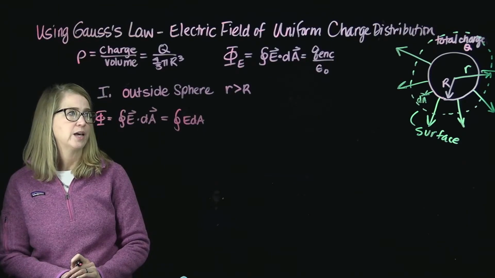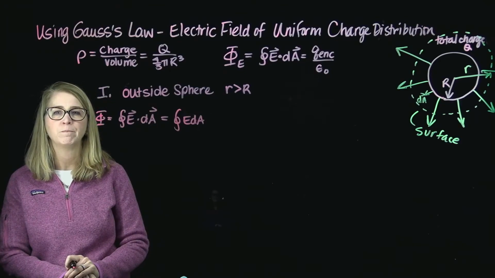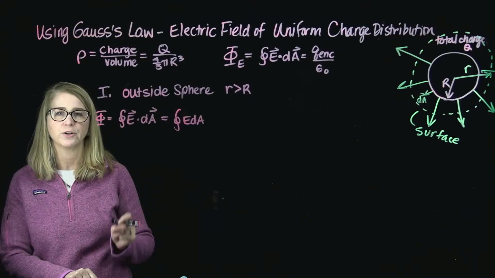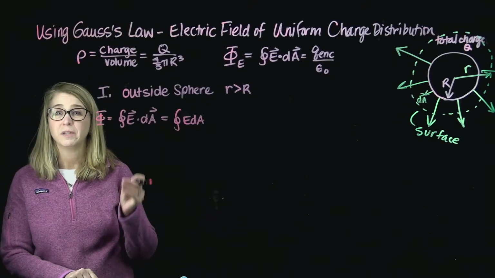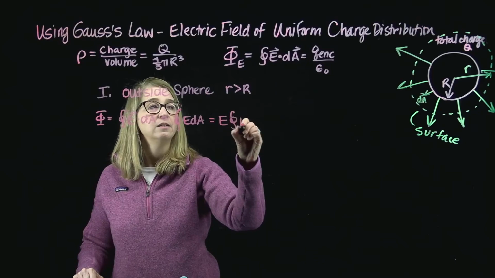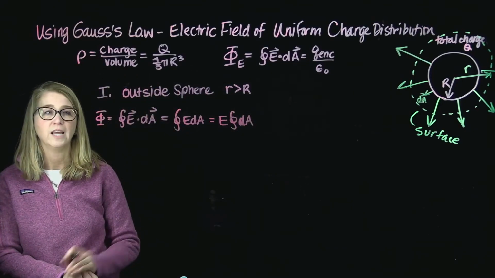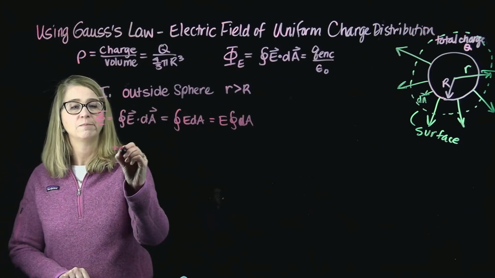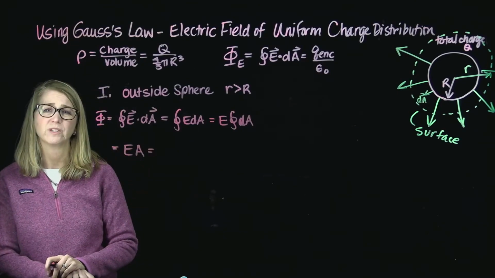The other thing is that because the electric field lines come out radially, I could assume that at a constant distance from the center, the electric field is going to have the same magnitude. And so it's going to be a constant. And so that means it can come outside of the integral. Now I just have the integral of dA. And if I integrate that, I just get area.